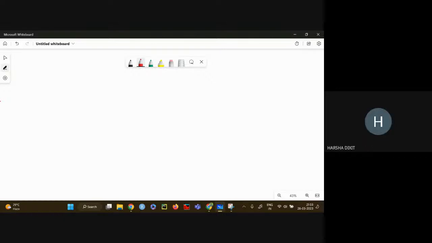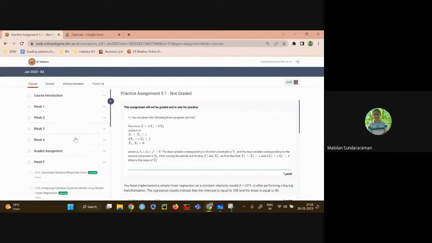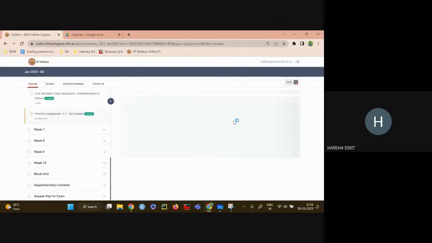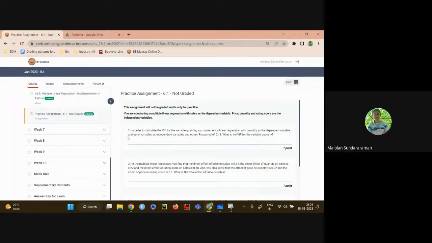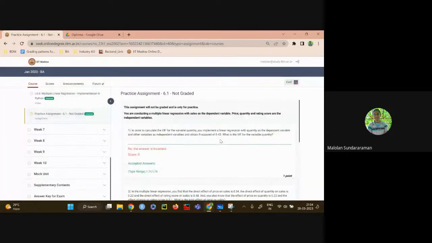Sir, in practice assignment of week 6, question number 1, I used the formula for VIF, but the answer is coming to be different from what is given. I don't know if I'll have to check the formula. Is the answer wrong? The formula is not wrong.